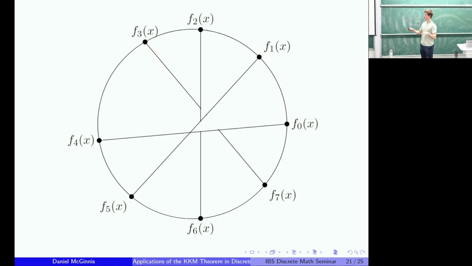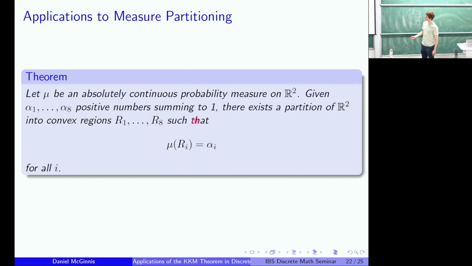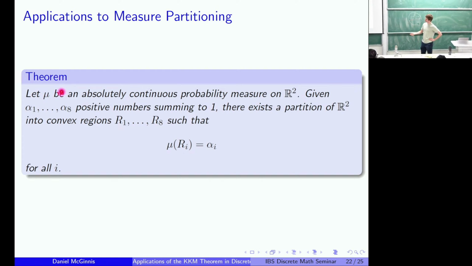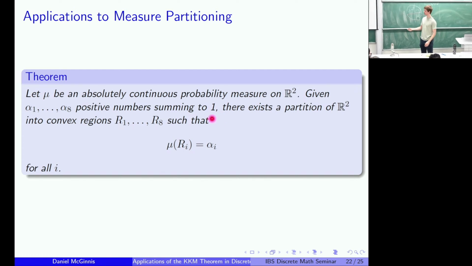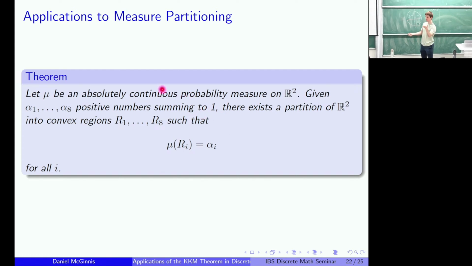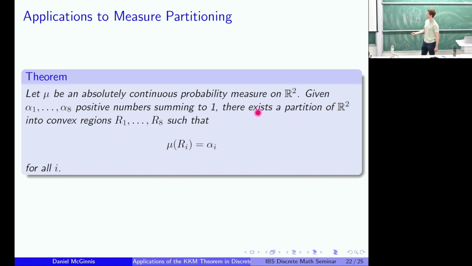So now we parameterize these lines and we have disjoint regions. Okay, and then this can be used to prove the following measure partitioning kind of result. Let's say we have a measure mu. It's an absolutely continuous probability measure on R2. Absolutely continuous is just some technical thing. It just means that the measure of any line is 0, so we don't run into any issues there. And probability measure just means the measure of the whole R2 is 1.